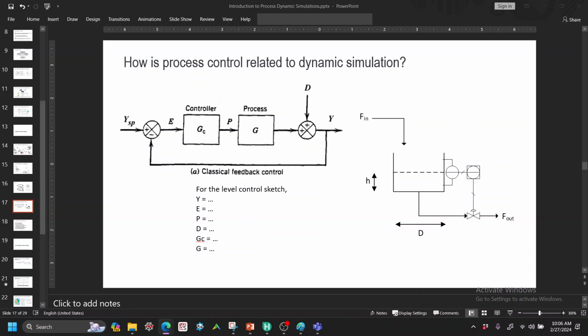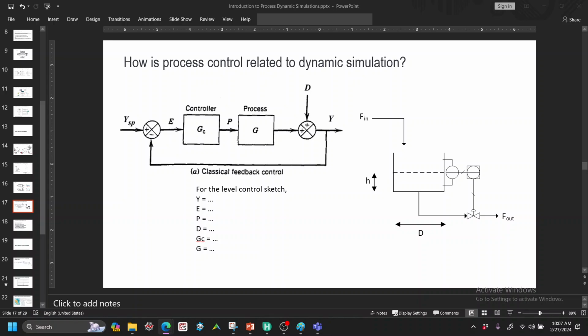So the answer from Agnes and Aina Shafika is that there is no measurement here and no measurement over there. So this is not F in or F out, because we don't measure them. The only thing we are measuring is the height, the liquid level in this tank. So this is the signal that we are measuring, and this Y is your H.